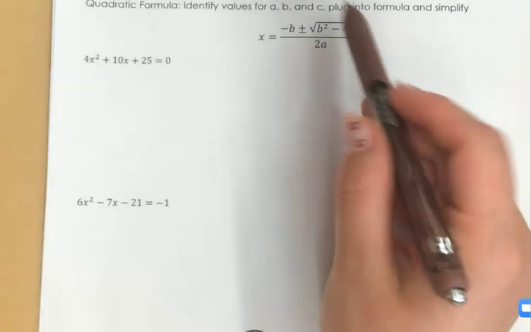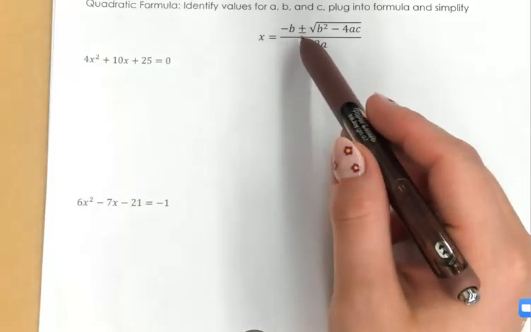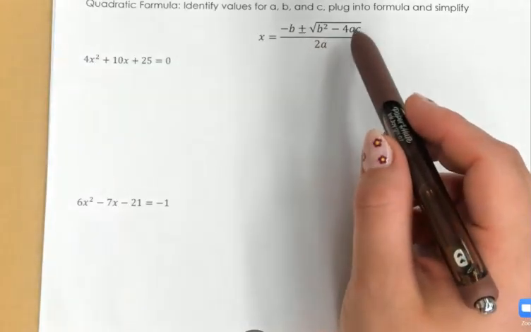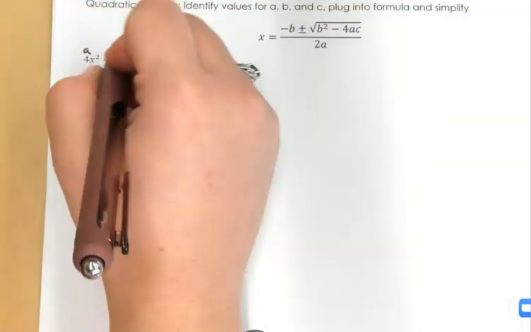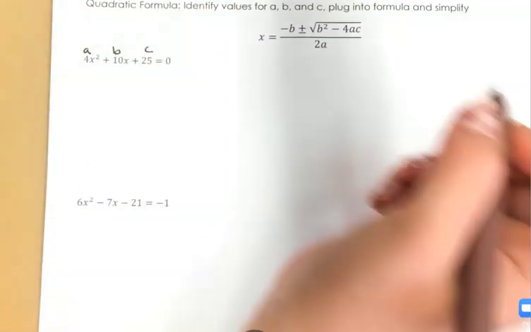So here we have the quadratic formula for you: -b plus or minus the square root of b squared minus 4ac all over 2a. So what we need to do is first identify what a, b, and c are. Here my a value is 4, b is 10, c is 25.